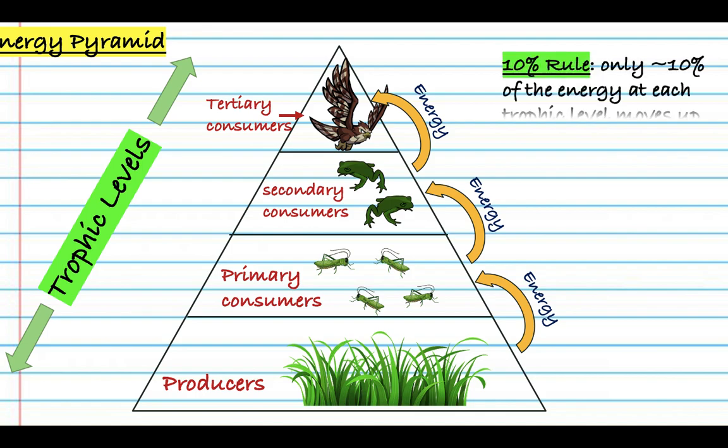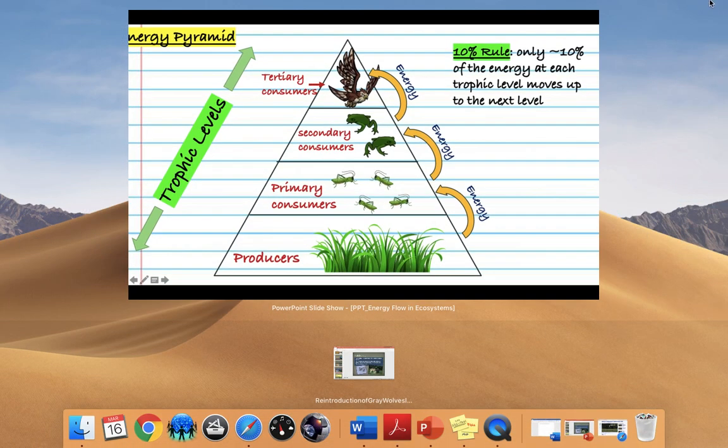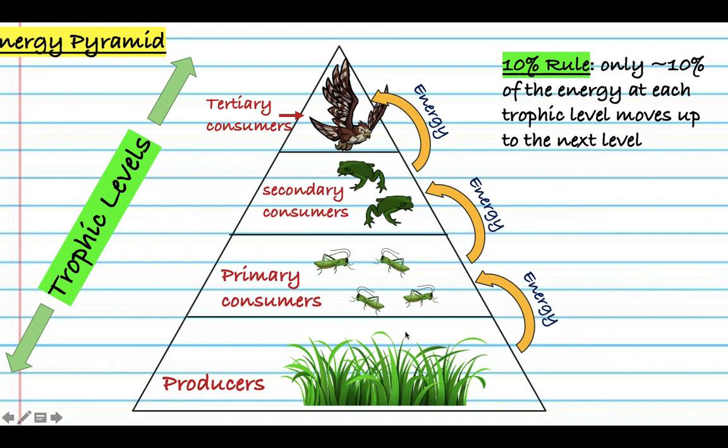One rule that we associate with trophic levels is what we call the 10% rule. And that is describing the relationship between each level. Only about 10% of the energy at each trophic level moves up to the next level. Okay? Now, what that means in terms of its impacts is that in order to support one hawk, we need a lot of grass, okay? And a lot of grasshoppers, because only 10% of that energy is going to go up to the next level. So please make sure you write 10% rule in your notes somewhere off to the side.